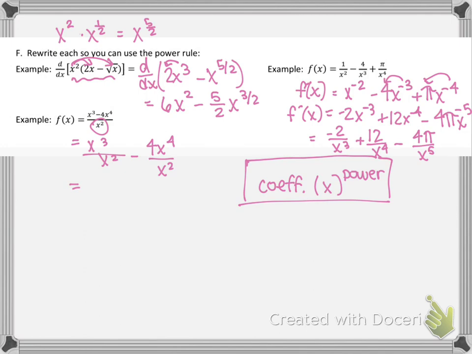Okay, so what I'm doing here is I'm subtracting the exponents, and I'm going to get x to the first power. Here, I subtract the exponents, and I get 4x squared. This is not the derivative. This is still f of x. All that I was trying to accomplish here is rewriting it so I can take the derivative. So now taking the derivative, we're just going to be left with the 1 minus 8x.